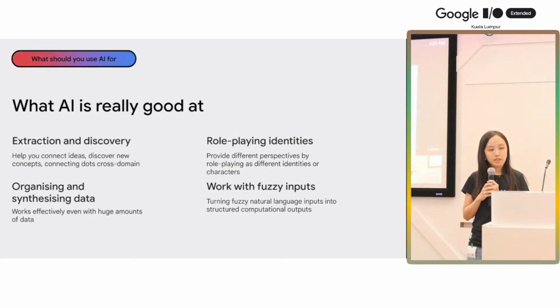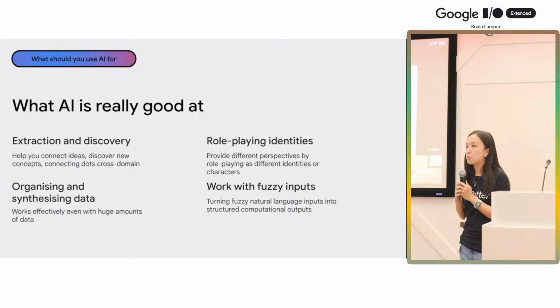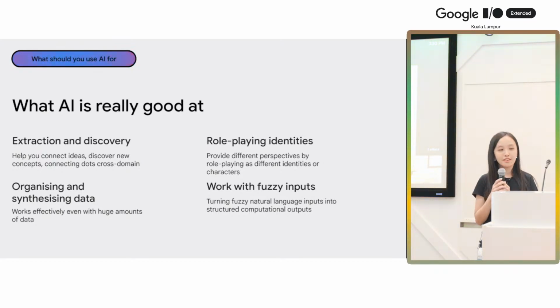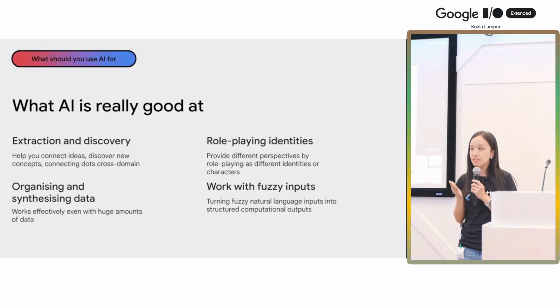And also, lastly, I think this one is a very important point. It works well with fuzzy inputs. Even when we are coding, in our mind we would have some sort of pseudocode, but we might not know the exact syntax to write it. We can put in the pseudocode, or maybe just natural language, and then the LLM can generate some useful code for us. So they are very good at this.